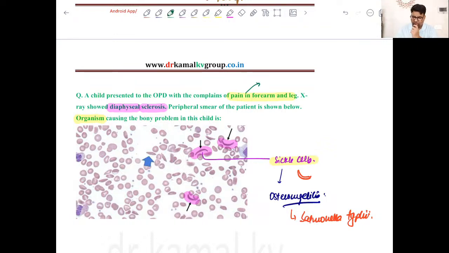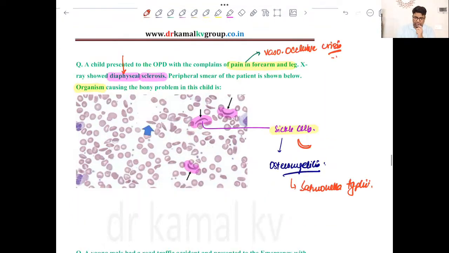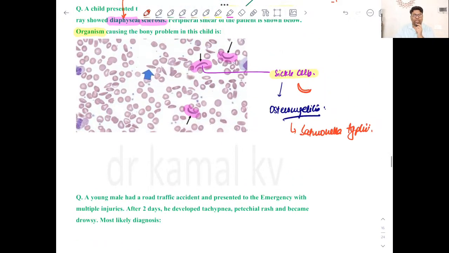So this can be vaso-occlusive crisis, which is seen when there is sickling, and those sickle cells go and block the small vessels, right? So this can be that vaso-occlusive crisis. And then the classical X-ray finding is diaphyseal sclerosis in sickle cell or Salmonella osteomyelitis, right? So this is Salmonella osteomyelitis, especially seen in sickle cell anemia. So quite easy to answer, provided you understand the clue given in the peripheral blood picture, right?